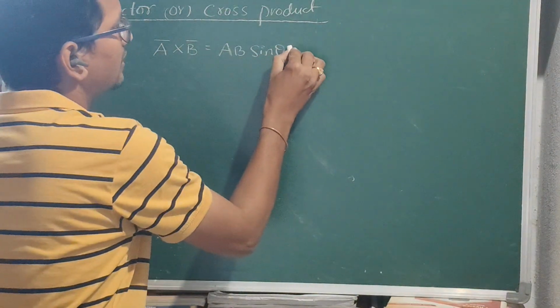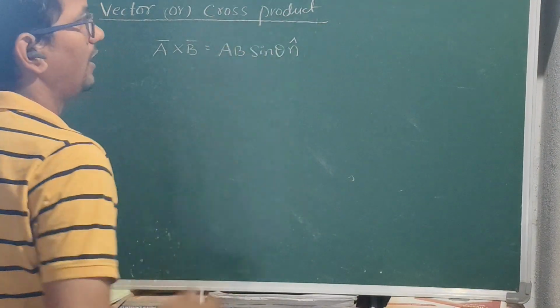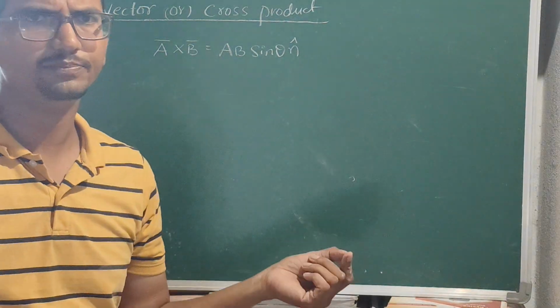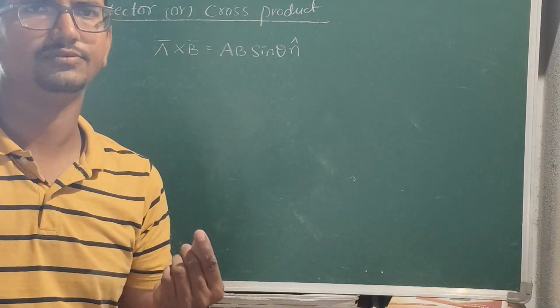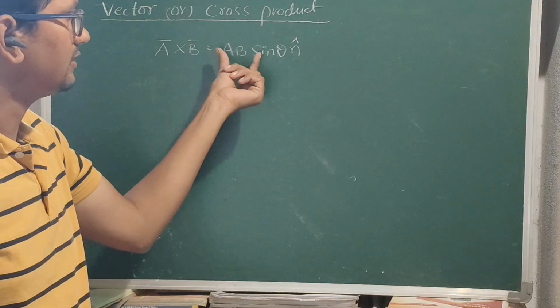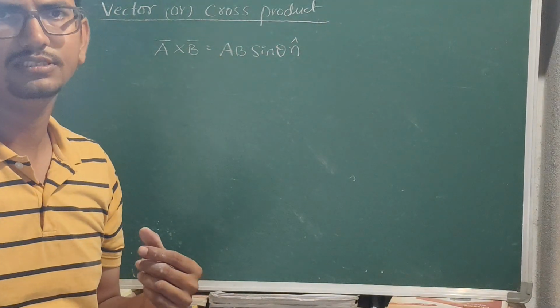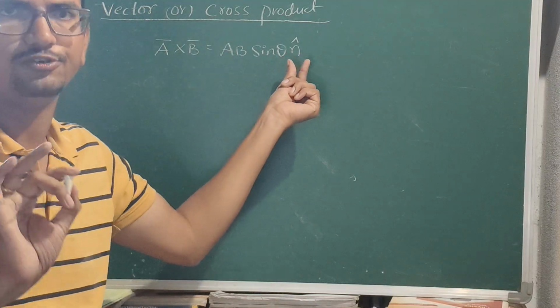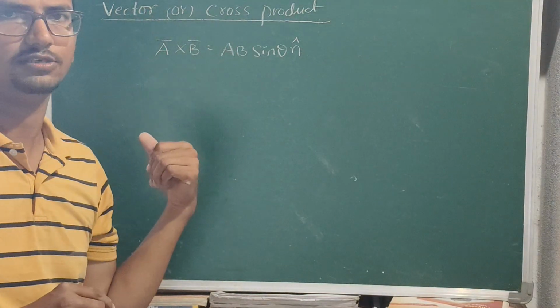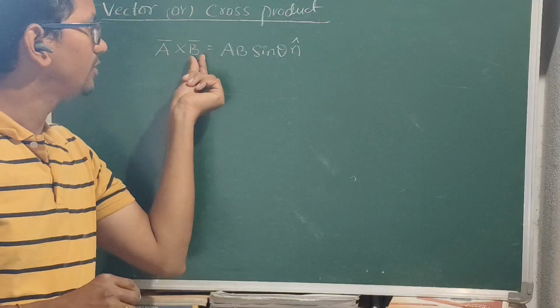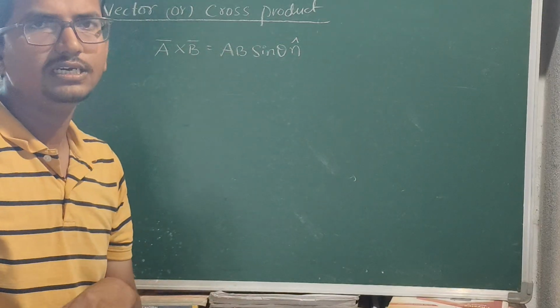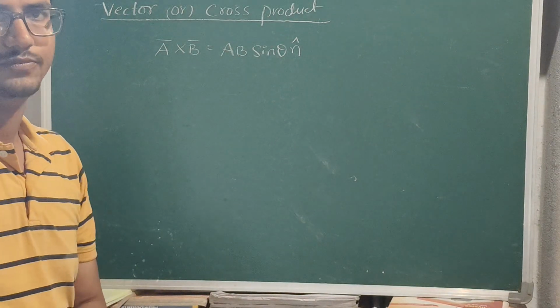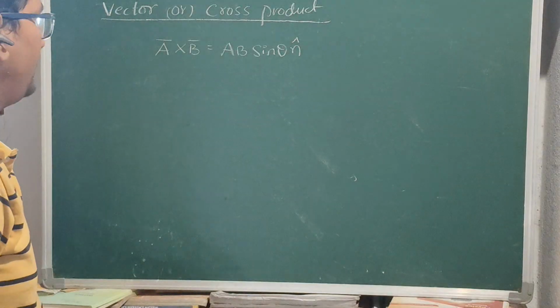A bar cross B bar is equal to AB sine theta. It's a vector, so it has a direction as well, which is called n cap. N cap means unit vector, whose magnitude is 1. If you place it here, it doesn't change the value, since 1 into anything doesn't change it. It indicates the direction only, because it is a vector. That's why A bar cross B bar is equal to AB sine theta into n cap. That's the sine component we'll be using.